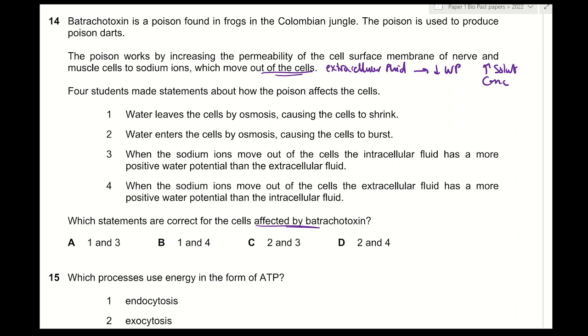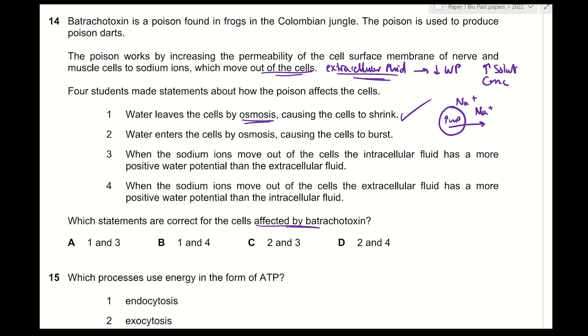Now, let's see the suggestions that we have here. One, water leaves the cells by osmosis, causing the cells to shrink. This is correct, because as we all know, in osmosis, water moves down the water potential gradient. And because we said that the extracellular fluid of cells now has a lower water potential because sodium ions have moved out and now it has a higher concentration of sodium ions, this means that the cell is now going to have a higher water potential. Therefore, what's going to happen is that water would leave the cell to the extracellular fluid where there is a lower water potential. Therefore, this is correct.